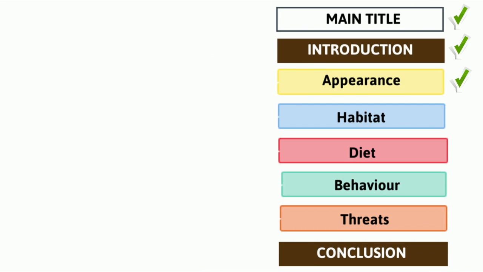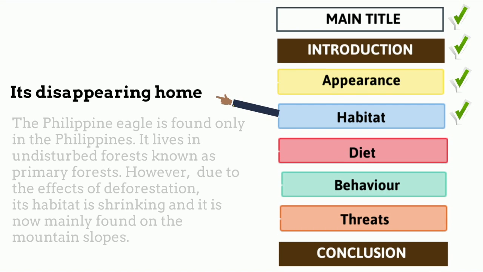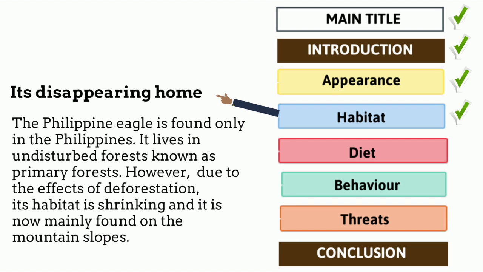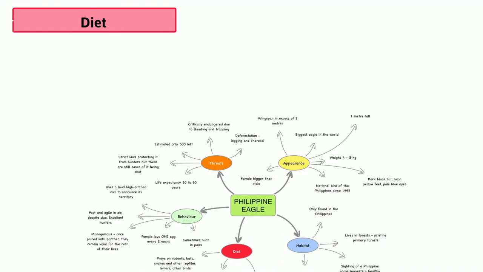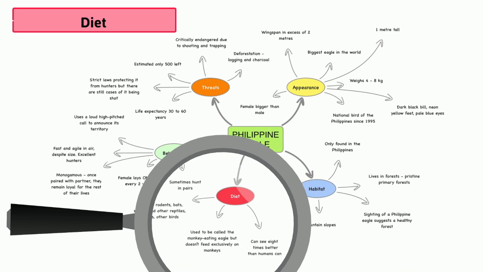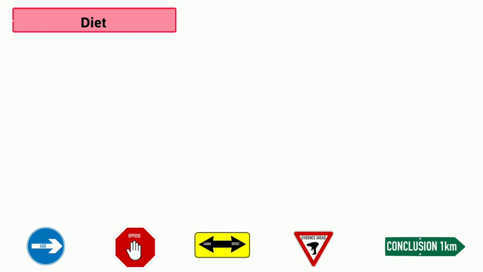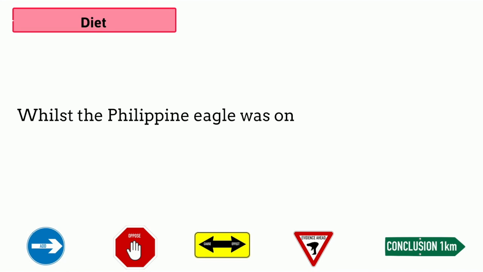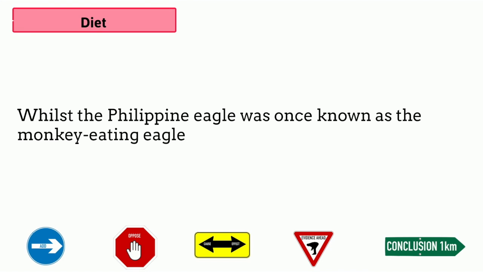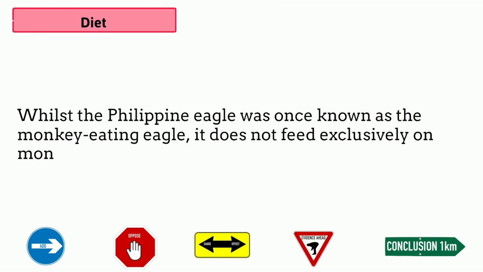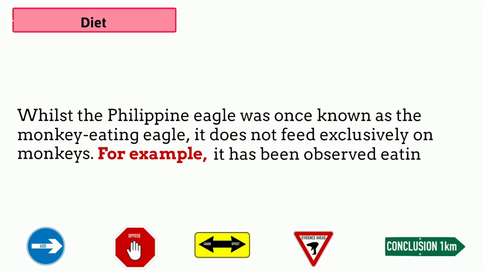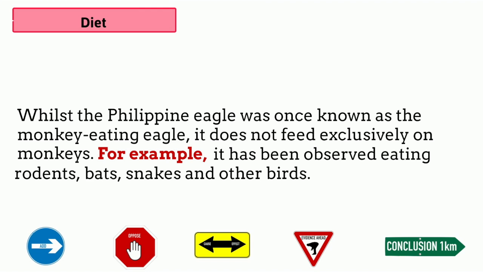With our habitat section completed, it's now time for the diet section. What does the Philippine eagle eat? What facts did I find out? Whilst the Philippine eagle was once known as the monkey-eating eagle, it does not feed exclusively on monkeys. Evidence ahead. For example, it has been observed eating rodents, bats, snakes, and other birds.